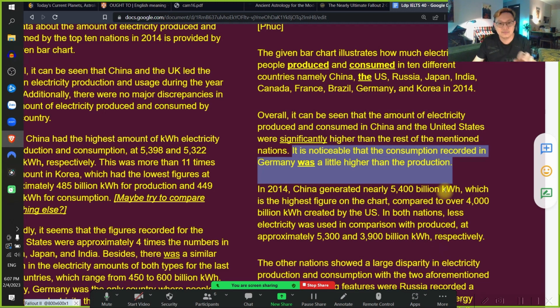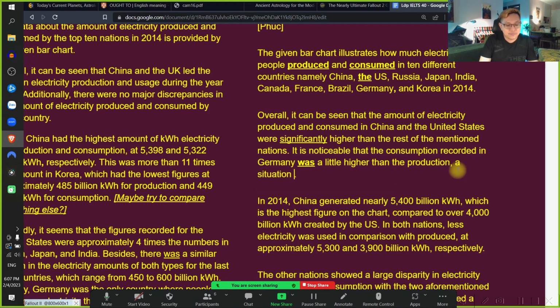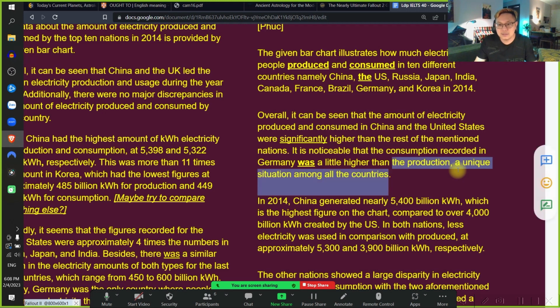For example, you can say a unique situation. A unique situation among all the countries. Một cái tình huống mà độc nhất chỉ có một mình nó thôi ở tất cả những đất nước khác.